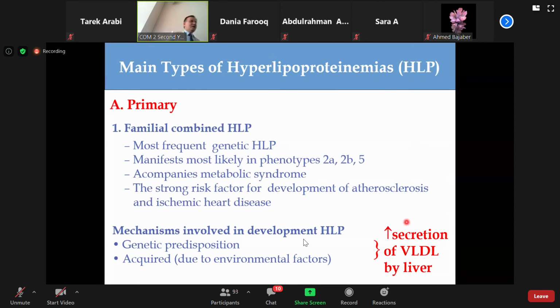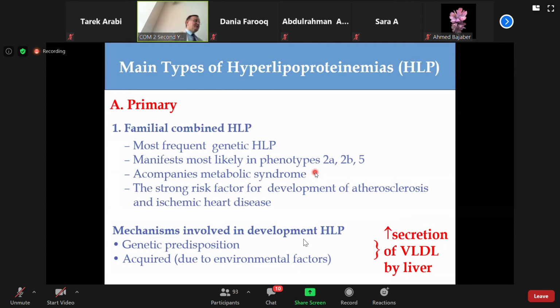So what are the main types of hyperlipoproteinemias? We do have primary, we have secondary. Primary, mostly genetic, but could be polygenic. And you can see that the first primary one is the familial combined hyperlipoproteinemia. This is the most frequent genetic hyperlipoproteinemia and manifests most likely in phenotypes 2A, 2B, 5.